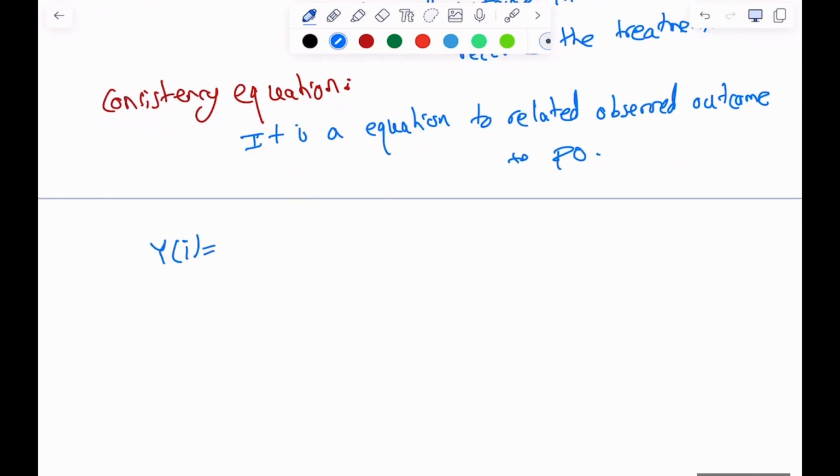What does it say? It says yi, the observed outcome for unit I, is equal to 1 minus ti times y subscript 0 of I plus ti times y subscript 1 of I. Let's see what it says. The observed outcome for unit I is equal to 1 minus ti, the treatment for unit I, times the potential outcome when this person is not treated, plus ti times the potential outcome if this person is treated.